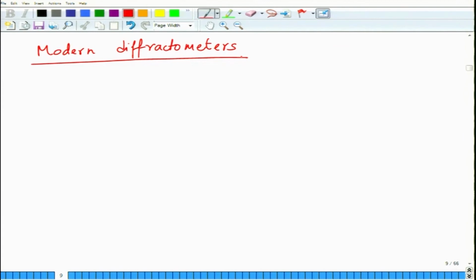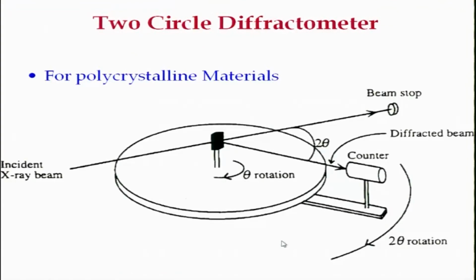So, for modern diffractometers I will show you a slide. This is sort of a modern diffractometer that we will have. You have a 2-circle diffractometer. This is the incident beam, this is your sample, this is the beam stopper for the transmitted beam. The diffracted beam is going to go in this direction, let us say. Okay. So, instead of putting a photographic film, you have a counter.